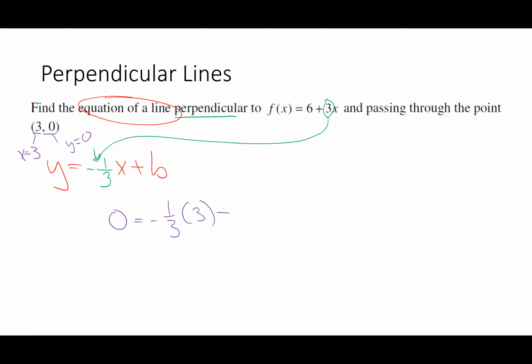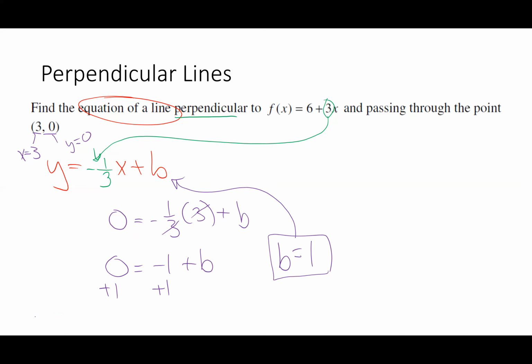0 equals -1/3 times 3 plus b. So the -1/3 and the 3, that's really nice. These cancel out. So I get 0 is -1 plus b. And now I'm going to add 1 to both sides, and I get b is equal to 1. So that's going to be my b value. So my final equation, after all is said and done, is y equals -1/3 x plus 1.